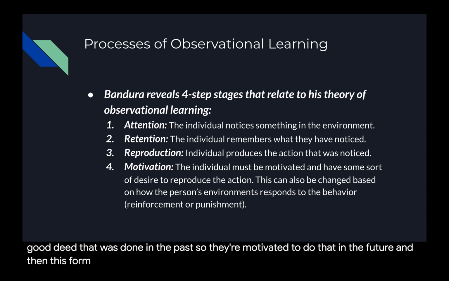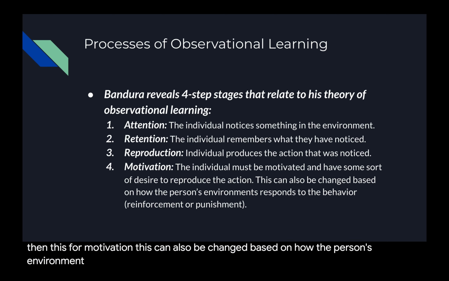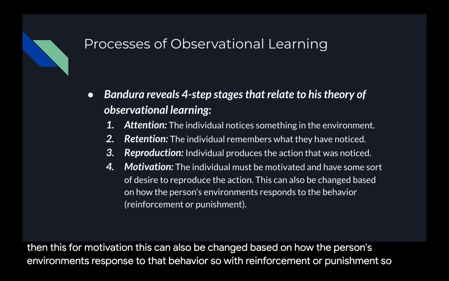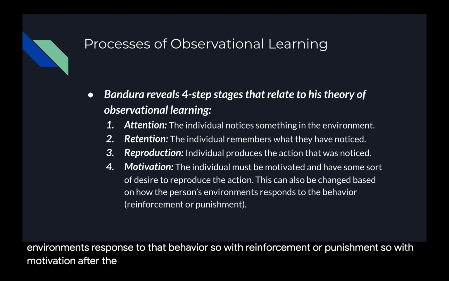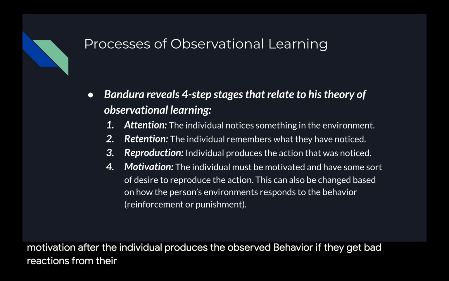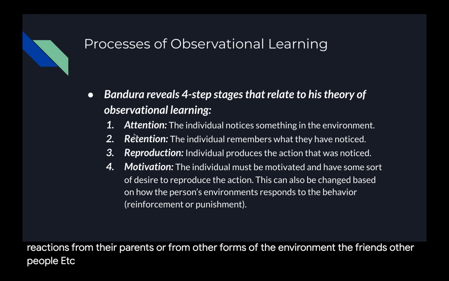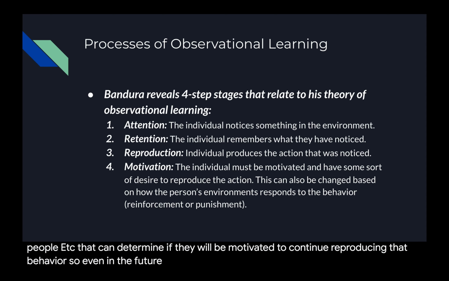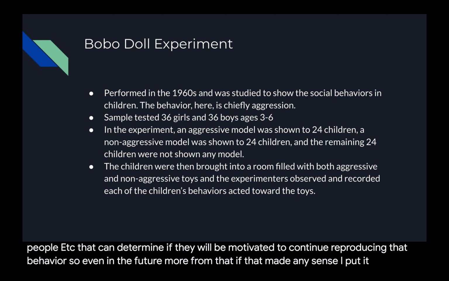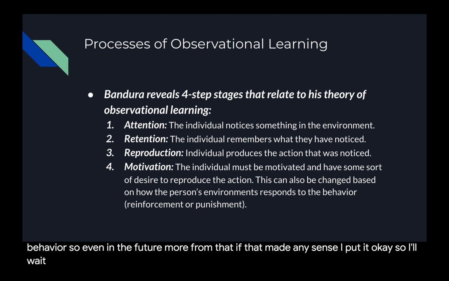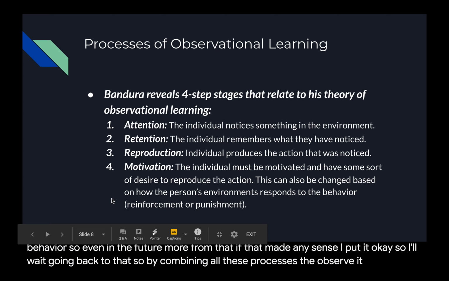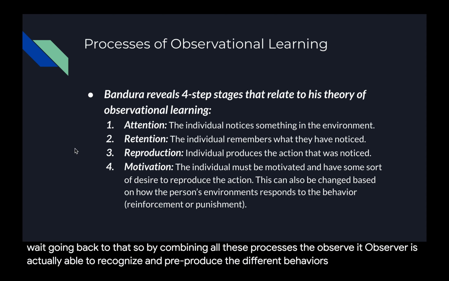And then for motivation, this can also be changed based on how the person's environment responds to that behavior. So with reinforcement or punishment. With motivation, after the individual produces the observed behavior, if they get bad reactions from their parents or from other forms of the environment, their friends, other people, etc., that can determine if they will be motivated to continue reproducing that behavior, even in the future. So by combining all these processes, the observer is actually able to recognize and reproduce the different behaviors that they have seen.